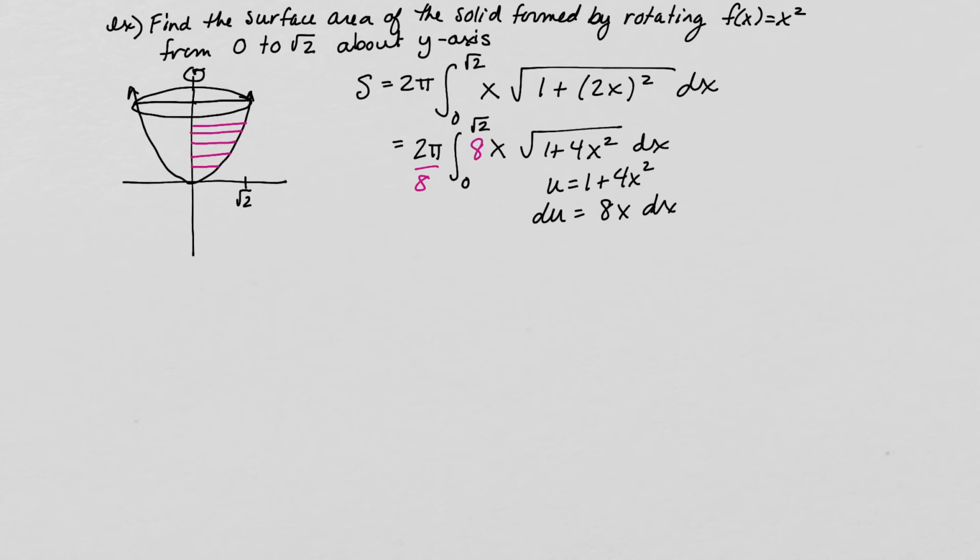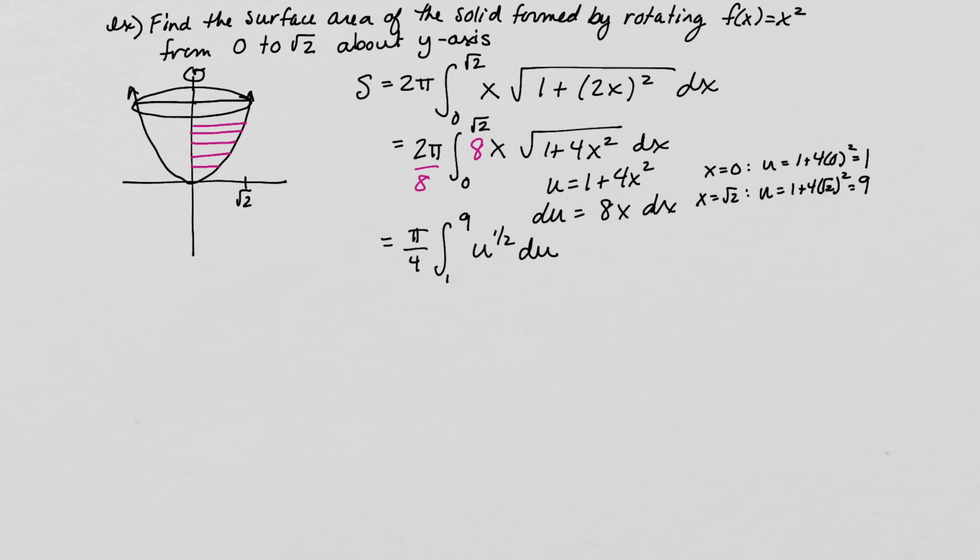And then again, I'm going to change the limits. So when x is 0, u is going to be 1 plus 4 times 0 squared. So it's just going to be 1. And when x is root 2, u is going to be 1 plus 4 times root 2 squared. So root 2 squared is 2. 4 times 2 is 8. 8 plus 1 is 9. So we're going from 1 to 9. So we've got pi over 4, the integral from 1 to 9 of u to the 1/2 du. I just rewrote the square root as the 1/2 power to begin with.